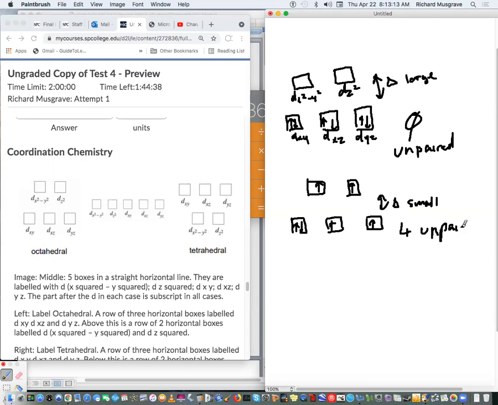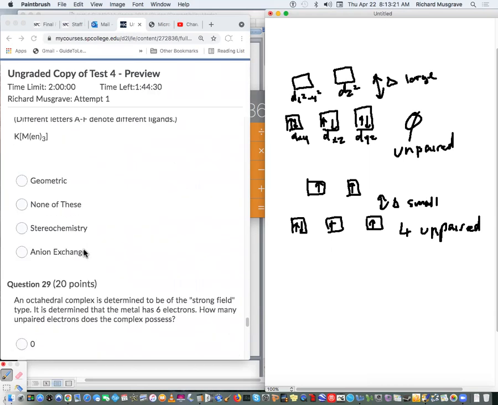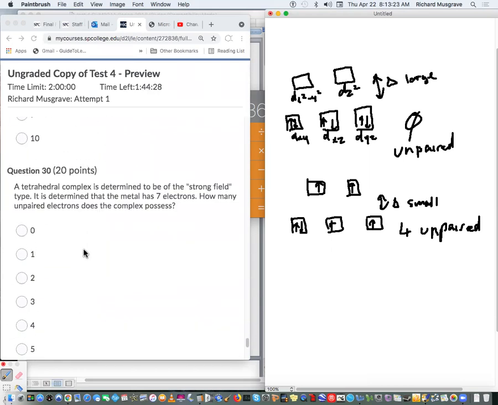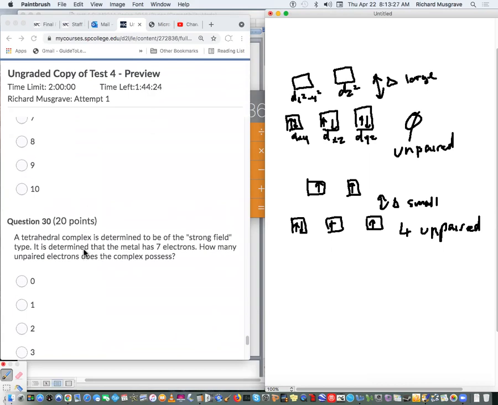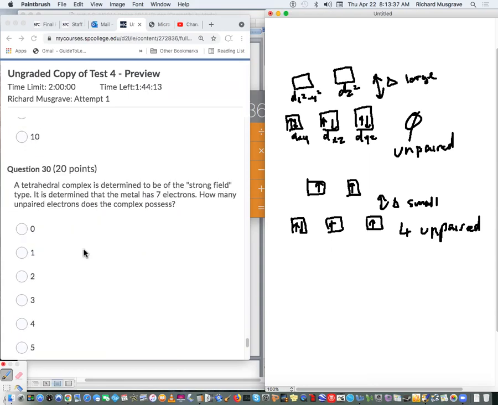Okay, any questions? Which one has the high spin complex? The high spin is the one with the greater number of unpaired electrons. So the high spin is usually the weak field in general.